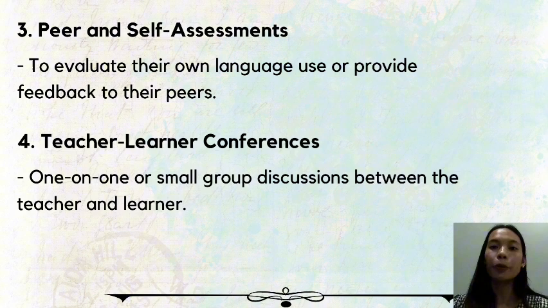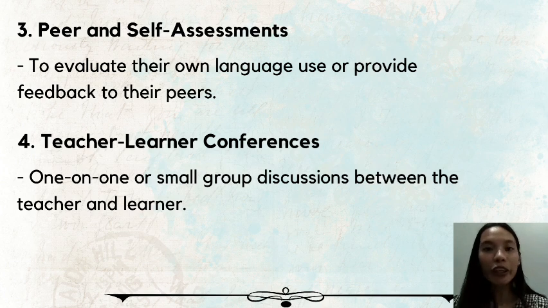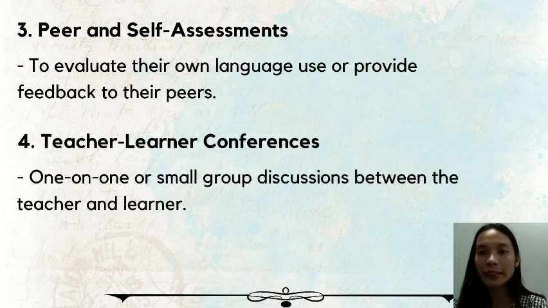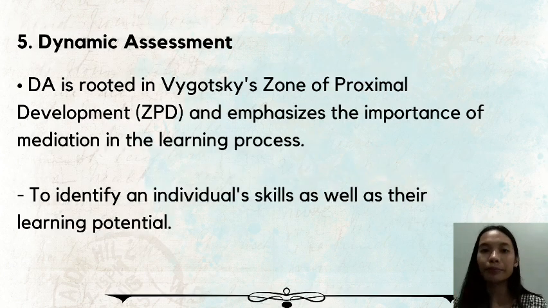Next, we have peer and self-assessments. These are opportunities for learners to evaluate their own language use or provide feedback to their peers, fostering self-regulation and collaborative learning. And then teacher-learner conferences, one-on-one or in small group discussions between the teacher and learners to provide formative feedback, discuss progress, and maybe set learning goals, more objectives that you could target.